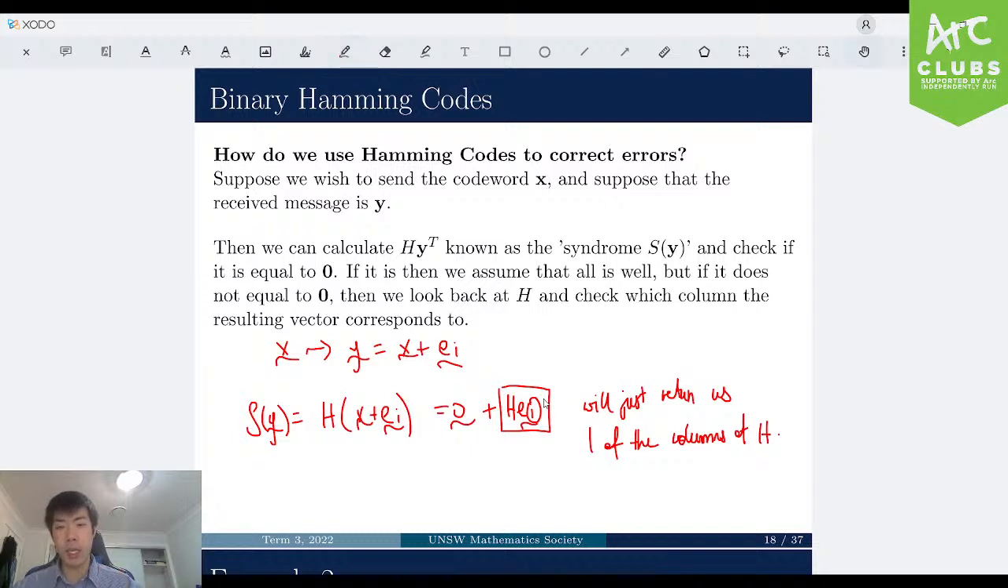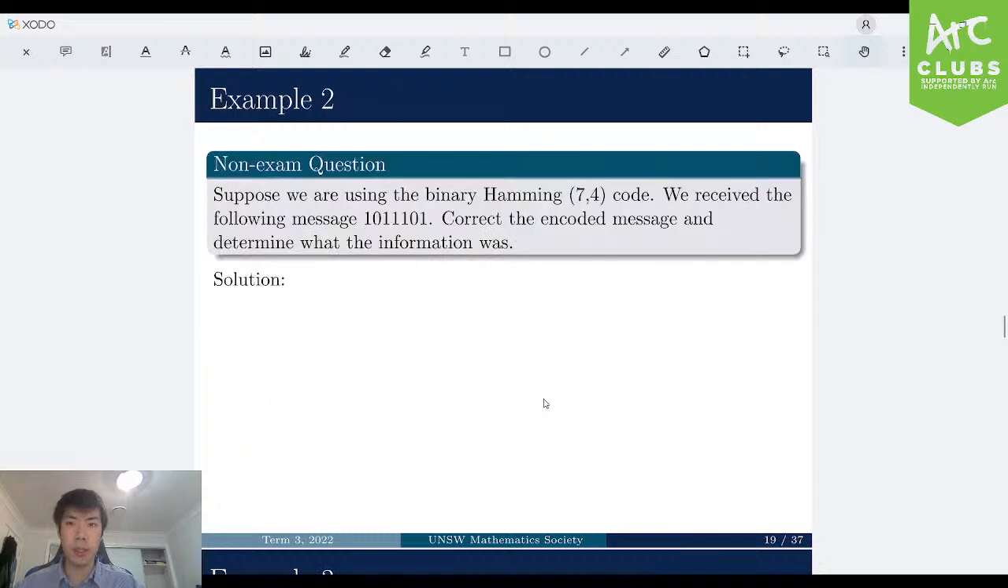That will tell us that there's an error in the second position. Since we're working in a binary setting, it is either a 0 or 1 right now. To correct it, just flip it to be the other one. If it's 0, flip it to be a 1. If it's 1, flip it to be a 0. And that's it. Okay?